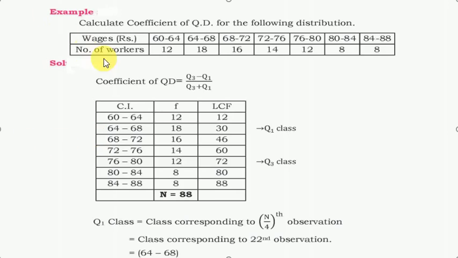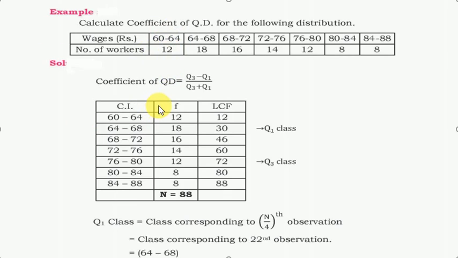Now we are going to learn the calculation of the coefficient of quartile deviation for the following distribution. It is not discrete, it is a continuous series. The wages lie between 60 to 64, and the number of workers is 12; 64 to 68, it is 18; 68 to 72, 16; and 72 to 76. So the wages are the class intervals, and these are the number of workers receiving those wages.